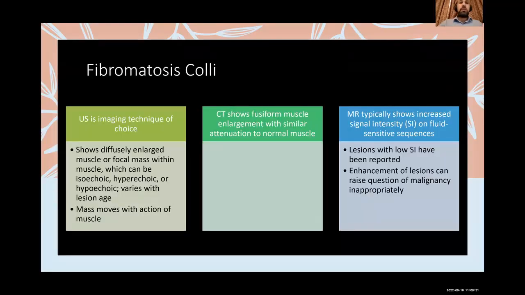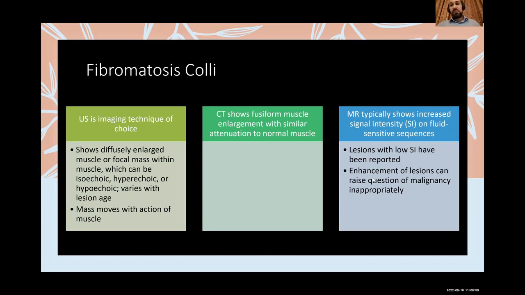Fibromatosis coli: ultrasound is the best imaging technique. CT in a newborn is not needed, but sometimes it can be done. It shows a diffusely enlarged muscle or focal mass within the sternocleidomastoid muscle, which can be isoechoic, hyperechoic, or hypoechoic, varying with lesion age. The mass moves with the action of the muscle, because it is part of the muscle. It is like a tear, hematoma, and mass in the sternocleidomastoid.